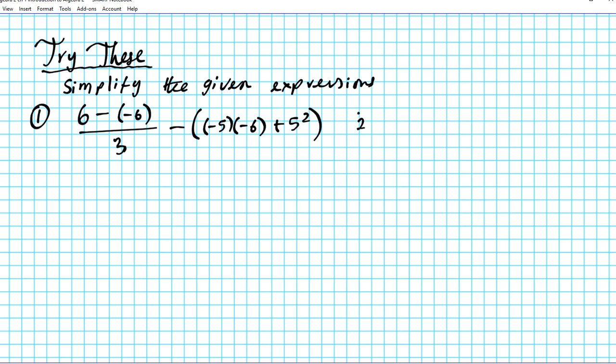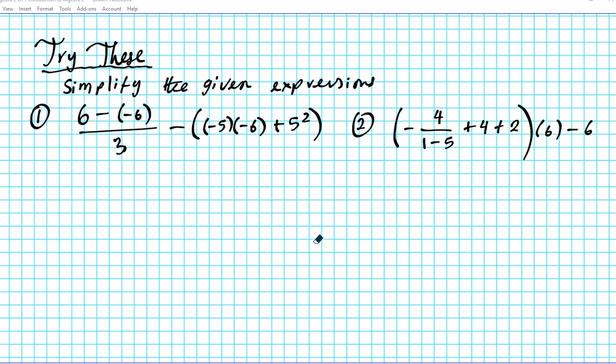Alright, and then number 2, what if you have the expression negative 4 over 1 minus 5 plus 4 plus 2, this entire thing multiplied by 6, and then minus 6. Alright, go ahead and pause the video, and we'd like you to try these two problems. When you're done, click on play to see what the answers are.